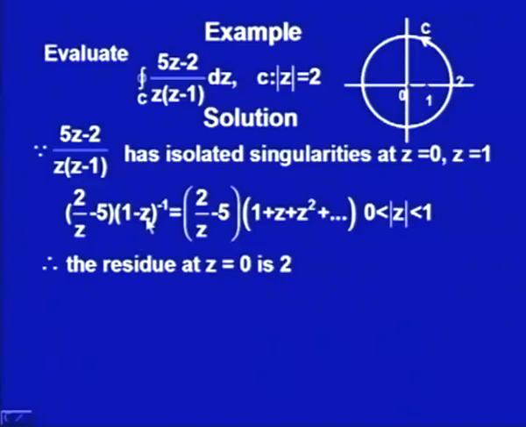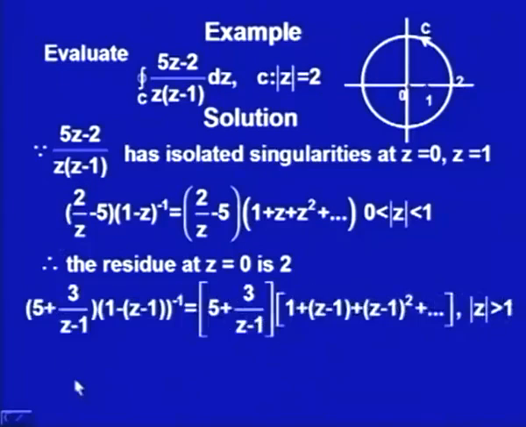Now, we have to find the residue at z = 1. For this, I want my expansion to be valid for |z| greater than 1, or moreover we would like 1 < |z|. So, we will try to write the expansion such that this is valid. Let us see how we are going to write it.